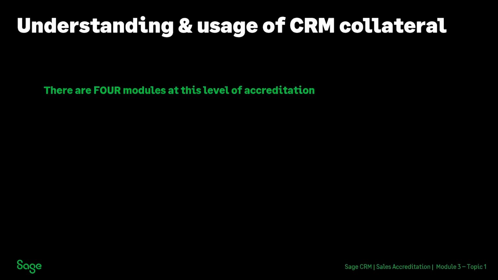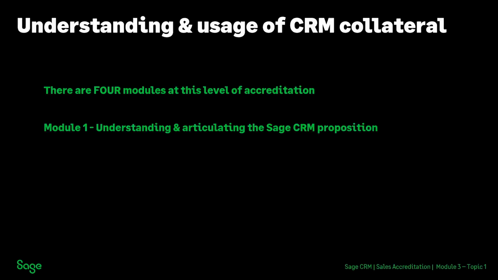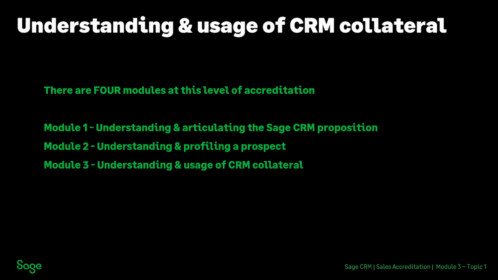There are 4 modules at this level of accreditation. Module 1 is Understanding and Articulating the Sage CRM Proposition. Module 2 is Understanding and Profiling a Prospect. Module 3 is Understanding and the Usage of Sage CRM Collateral. And Module 4 is Demonstrating the Standard Sage CRM Features.